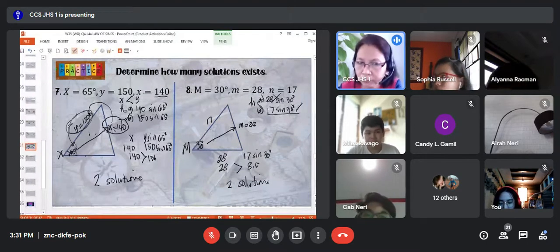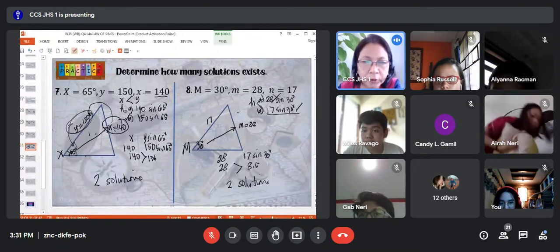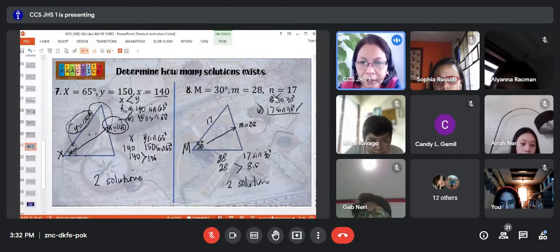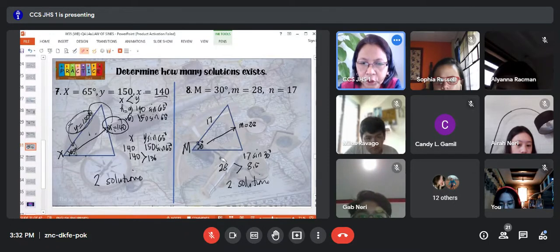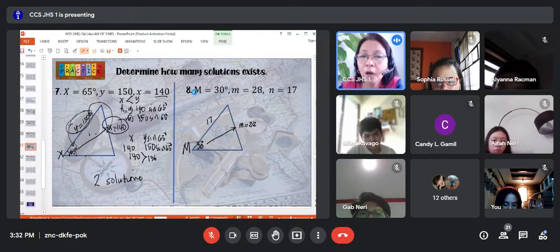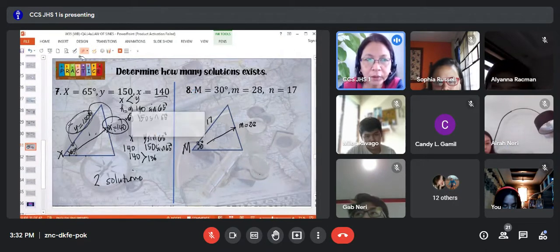Excuse me. There's something wrong here with number 8. Trying to erase, the class did not help me. Teacher, you are wrong. I'm confused already. Compare the question, sorry. Compare the sides. Sorry.